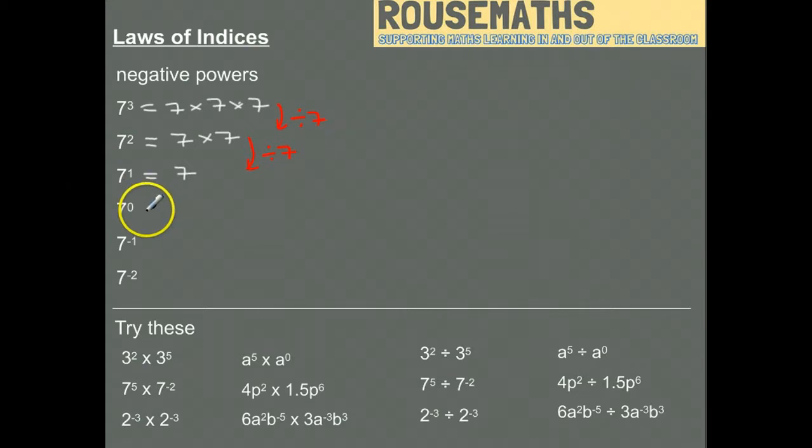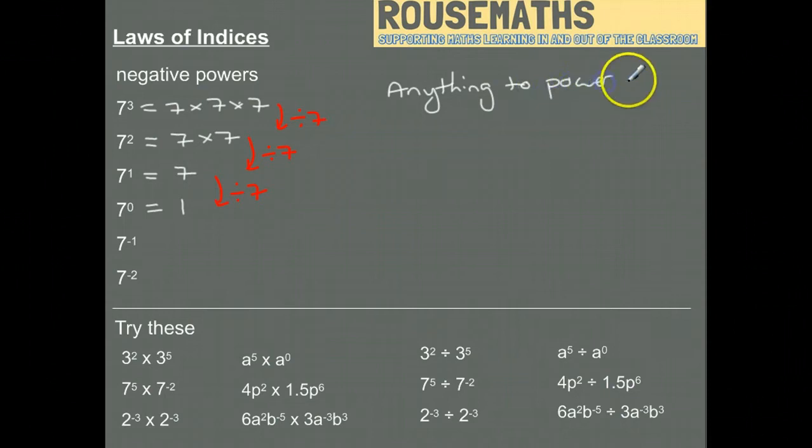That's going to continue down. So the first thing we've got to get our head around is what something to the power 0 means. I'm going to take my 7 here and divide it by 7, and 7 divided by 7 will give me 1. So anything to the power 0 is 1. That's worth remembering. Quite a common GCSE question that comes up for 1 mark.